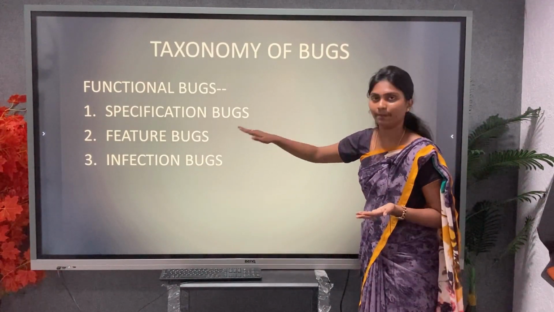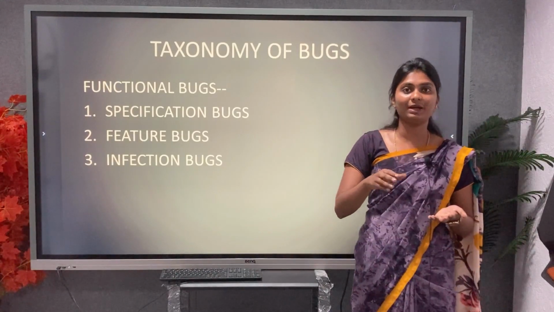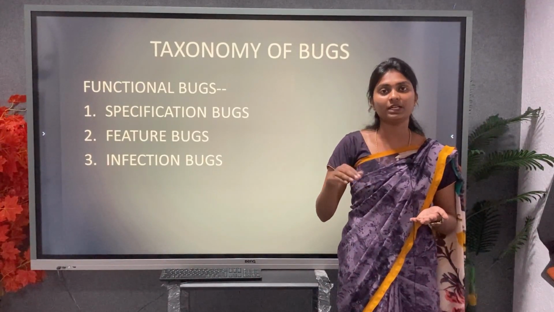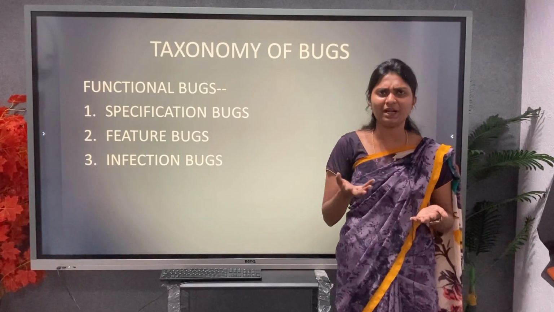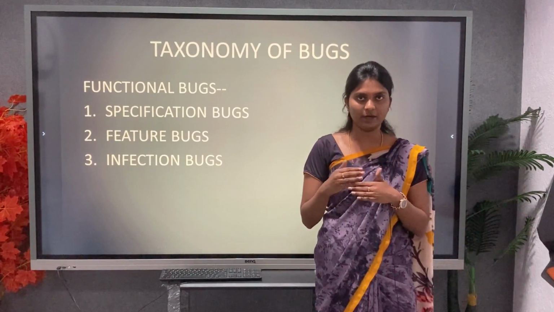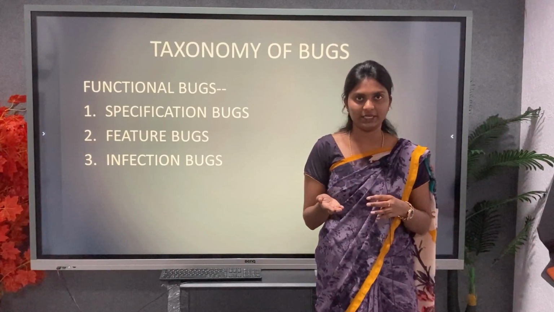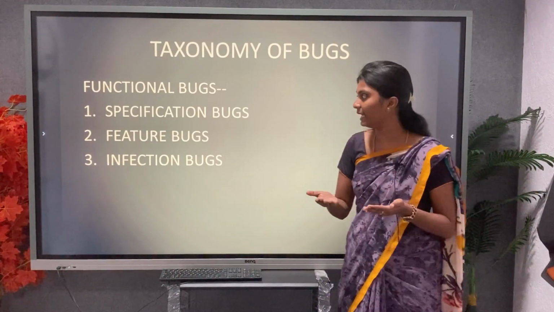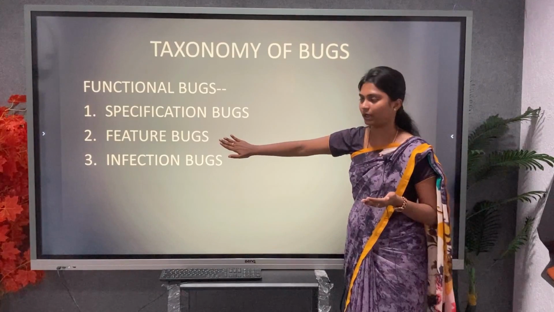Coming to the feature bug. A feature bug is nothing but missing data, or misspelled data. When two words are repeated to each other, it is misspelled data. When there is misspelled data, it becomes a feature bug.